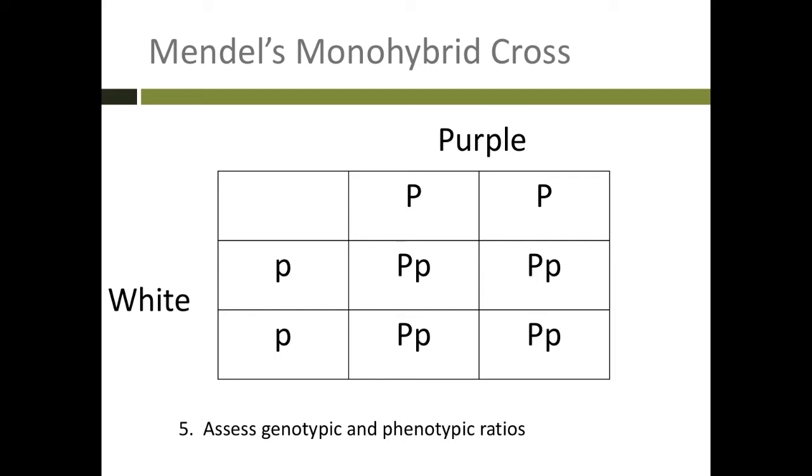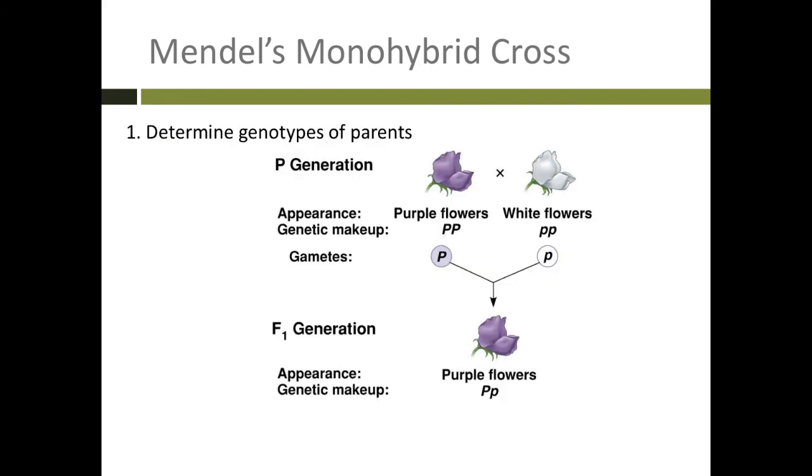When we cross the F1 generation together, we get an F2 generation, and this gives us much more information about the original genotype of the parent. We go through the steps of the Punnett square again. The first step in creating the Punnett square is to determine the genotype. We already know this. The F1 genotype is big P, little p, which means that all of the F1 generation plants have both big P and little p alleles.